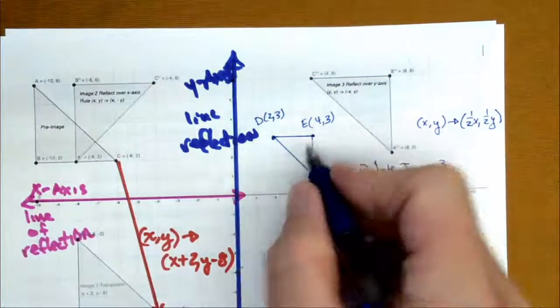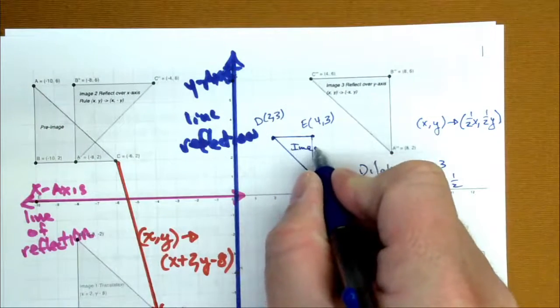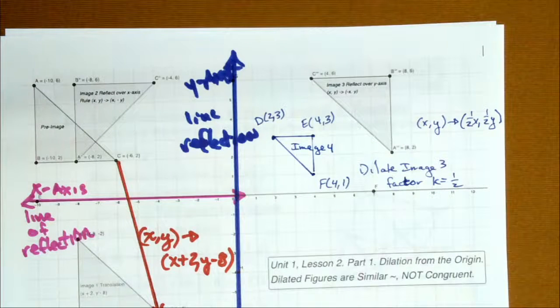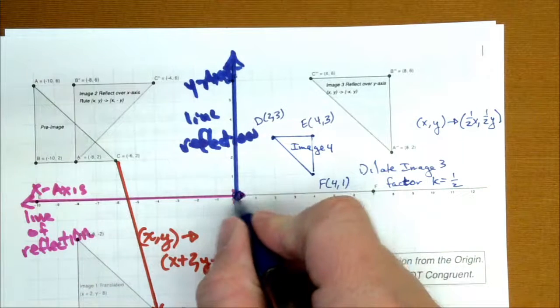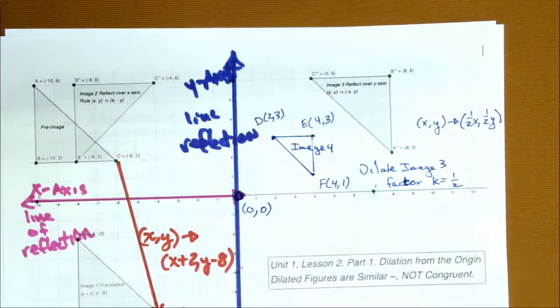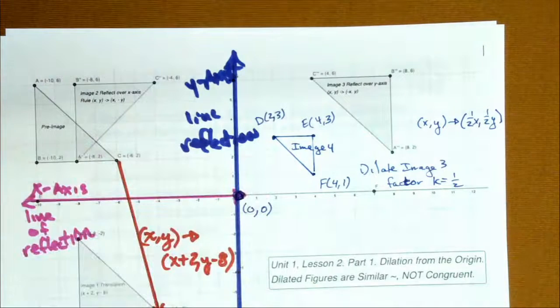And we'll call it image 4. And how do we know for sure that this thing has been dilated correctly? Our point of dilation was 0, 0. And if we draw lines through 0, 0 and they go through both points, we know that we've dilated correctly.